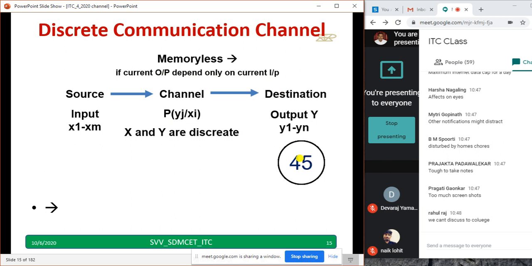Source, I have a channel, I have a destination. You can take transmitter and receiver also, with the channel in between. On the transmitter side I am sending x1 to xm. On the receiver side I am receiving y1 to yn. And I am representing the channel by the probability of yj given xi.